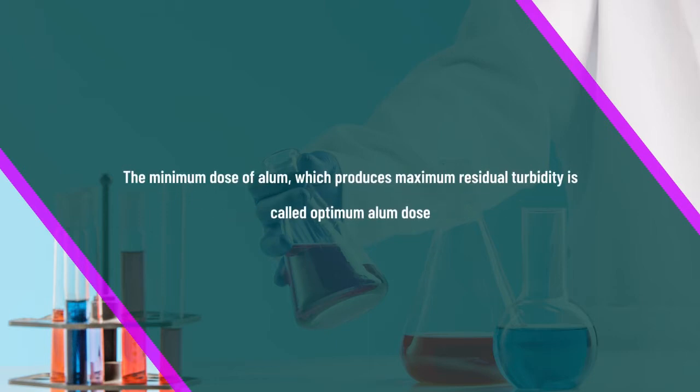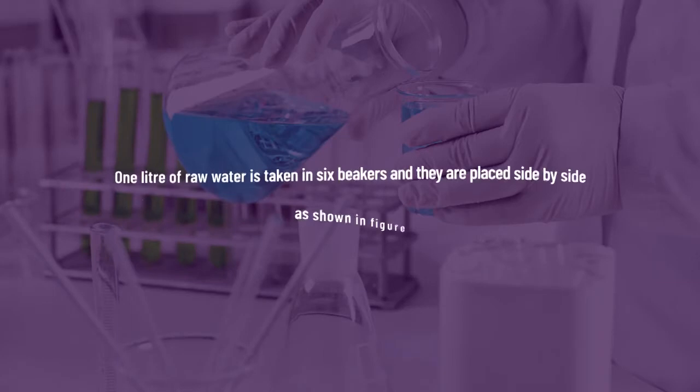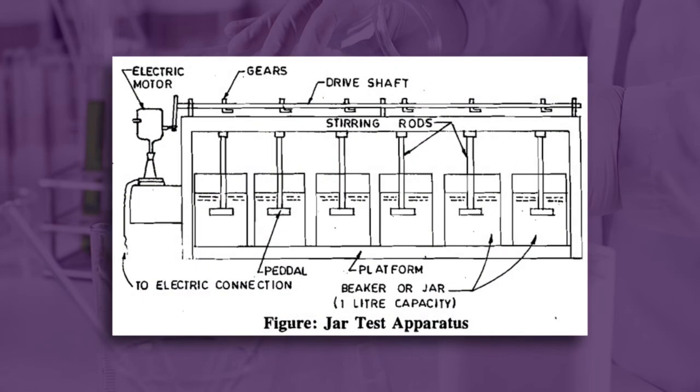The minimum dose of alum which produces maximum residual turbidity removal is called optimum alum dose. This optimum alum dose is determined in order to estimate beforehand the quantity of alum required for a water treatment plant with maximum economy. 1 liter of raw water is taken in 6 beakers and they are placed side by side as shown in figure. This is a jar apparatus.